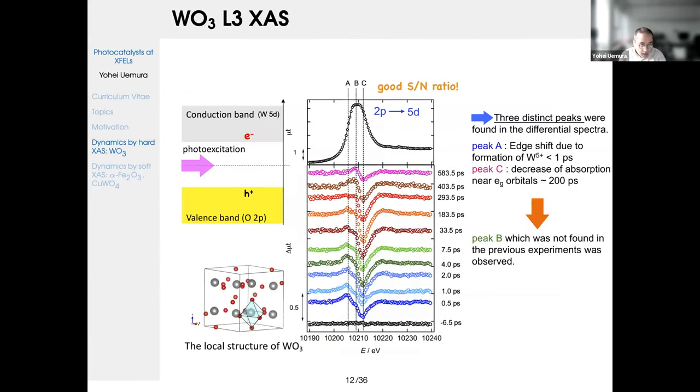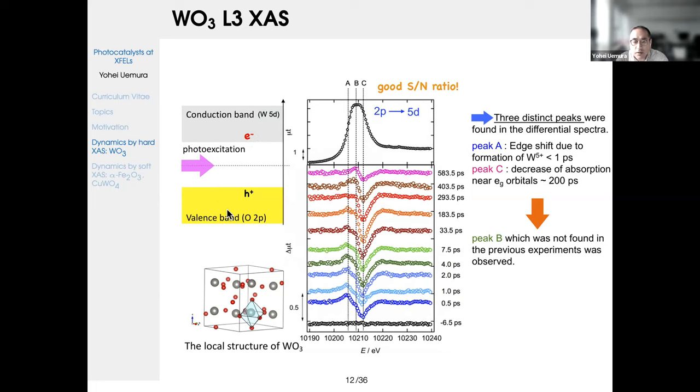So now I try to explain the tungsten trioxide case. The tungsten trioxide absorbs the solar spectrum below 460 nanometer, and the conduction band of tungsten oxide consists of tungsten 5d orbitals. The valence band consists of oxygen 2p orbitals.